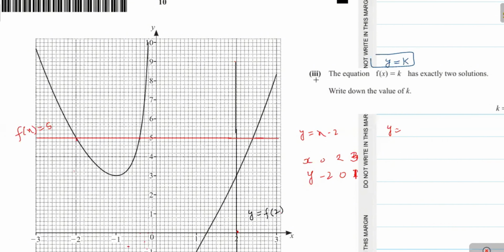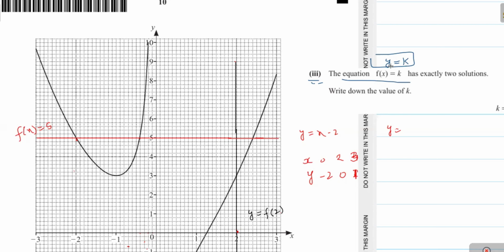This is the answer. Part third, the equation f of x equal to k has exactly 2 solutions. And f of x equal to k means y equal to k. Therefore, we have to draw a line y equal to k, and this line has 2 solutions. 2 solutions mean the line which cuts the graph at 2 points. Look here, here are 2 graphs. One is in the second quadrant, the other is in the first and fourth quadrant. Now we will draw a line which cuts the graph at 2 points.